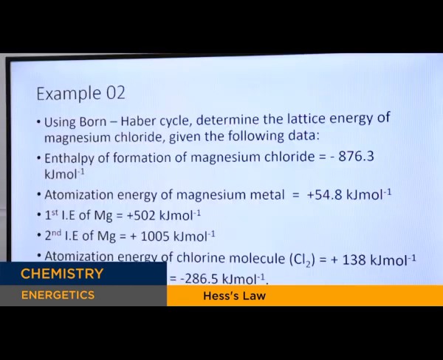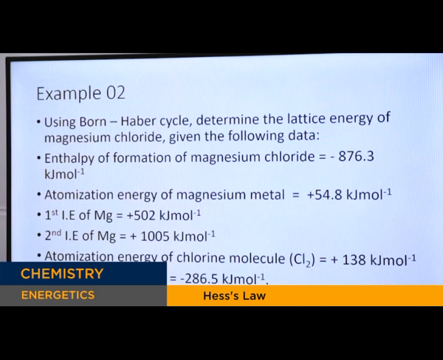Now, my dear students, welcome to the second example. The second example says, using the Born-Haber cycle, determine the lattice energy of magnesium chloride, given the following data. The first data, the enthalpy of formation of magnesium chloride is negative 876.3 kilojoules per mole. The second one, atomization energy of magnesium metal is positive 54.8 kilojoules per mole.